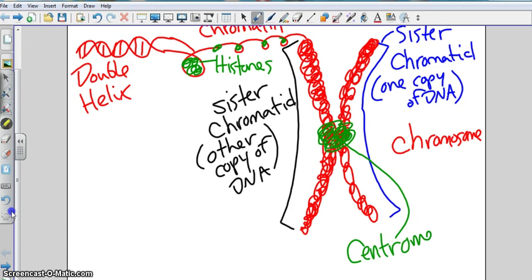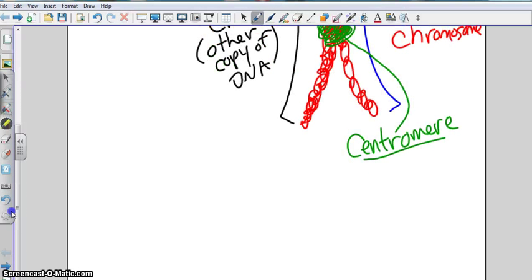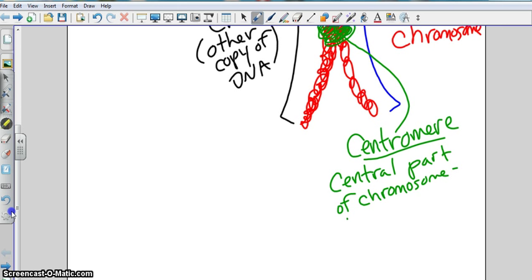Does that come from like the centrioles or whatever? No. Don't get those confused. Centromere, M-E-R-E. And if you wanted to define it, you could say it is the central part of the chromosome that holds together the two sister what? Chromatids. The central part of a chromosome that holds the chromatids together. Boom.